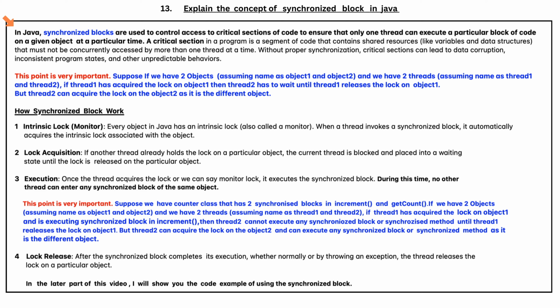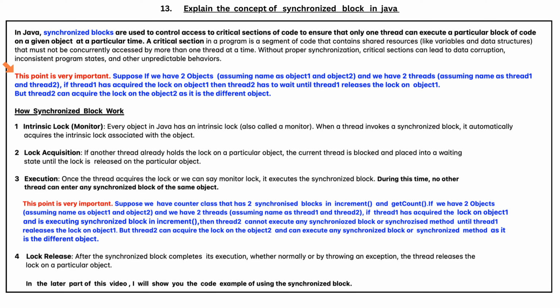A critical section in a program is a segment of code that contains shared resources like variables and data structures that must not be concurrently accessed by more than one thread at a time. Without proper synchronization, critical sections can lead to data corruption, inconsistent program states, and other unpredictable behaviors.